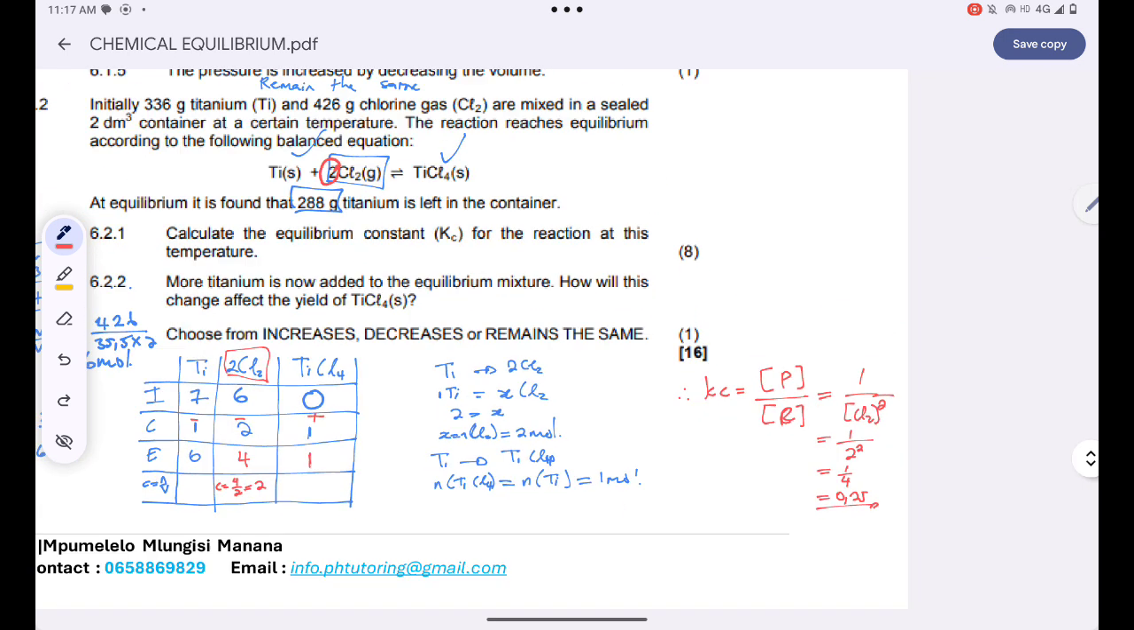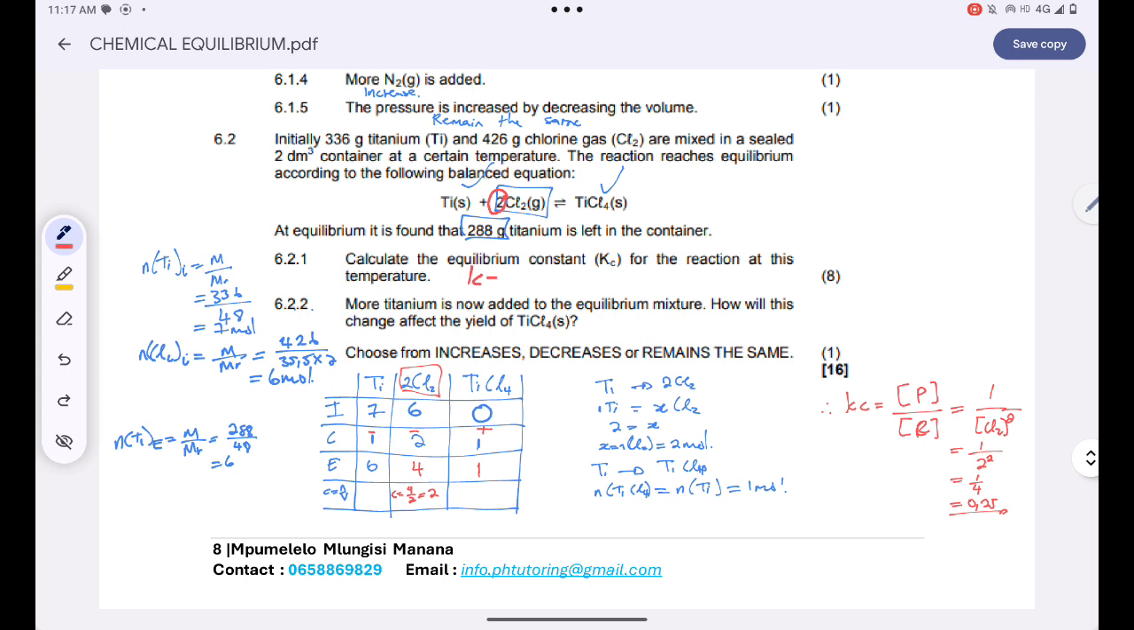So the equilibrium constant over there is just 0.25. Okay.